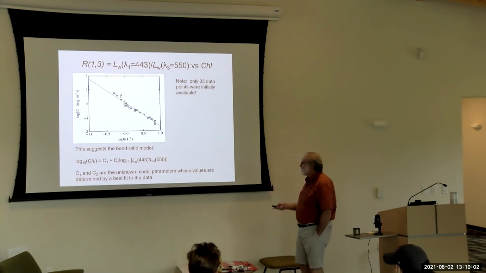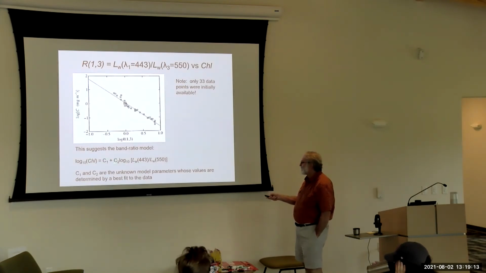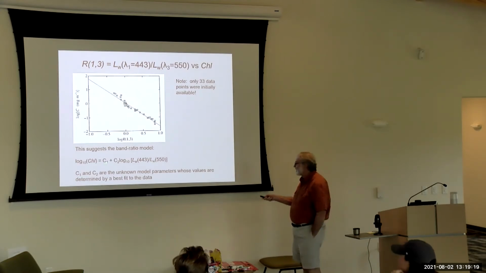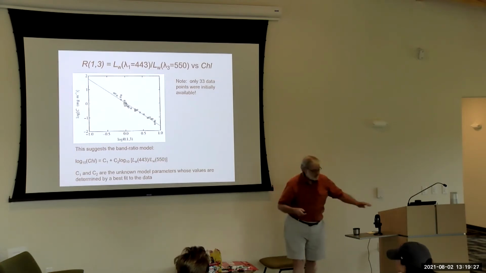Pretty amazing. Okay, so then you take these data points, you have a little model where you say, well, look, the log of chlorophyll is a coefficient plus another coefficient times the log of the band ratio. Least squares best fit, you'll get the values of C1 and C2, and then you can feed in a new ratio and get what the chlorophyll was. About as simple as you can get.